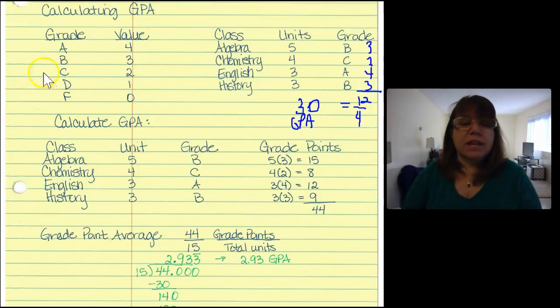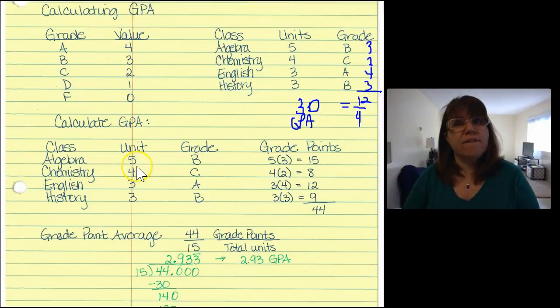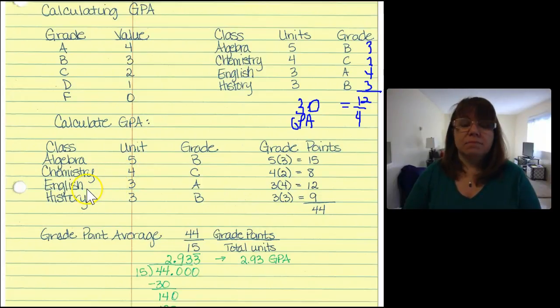Let's say you still took an algebra class, a chemistry class, an English class, and a history class. But the algebra class is worth 5 units, 5 credits. Chemistry is 4 credits. English, 3 credits. And history, 3 credits. You still got the same grades. In algebra, you got a B. In chemistry, you got a C. In English, you got an A. And in history, you got a B.